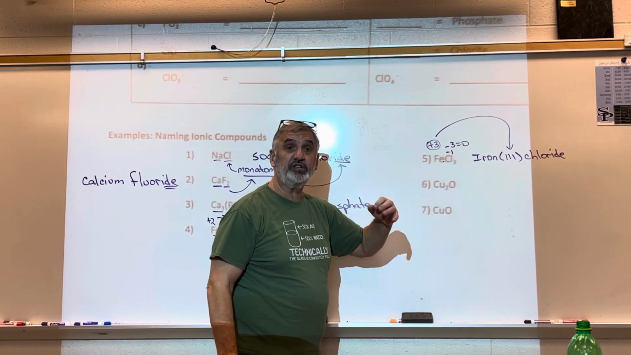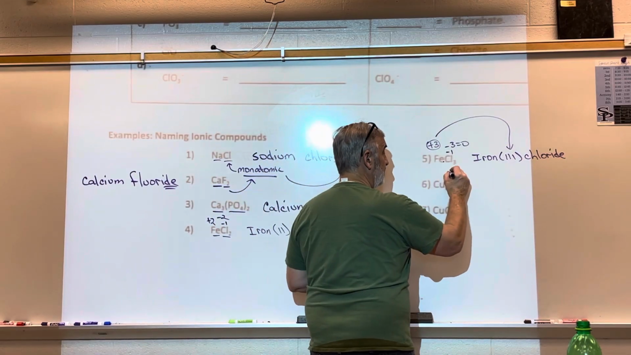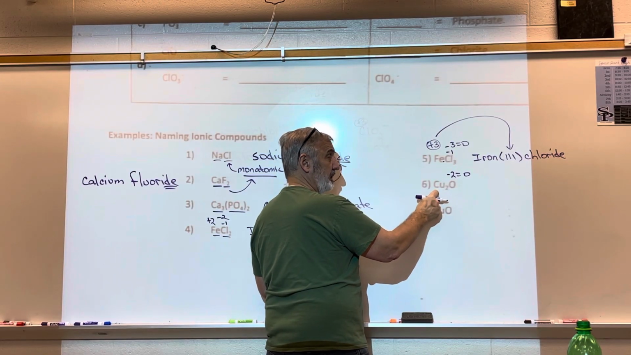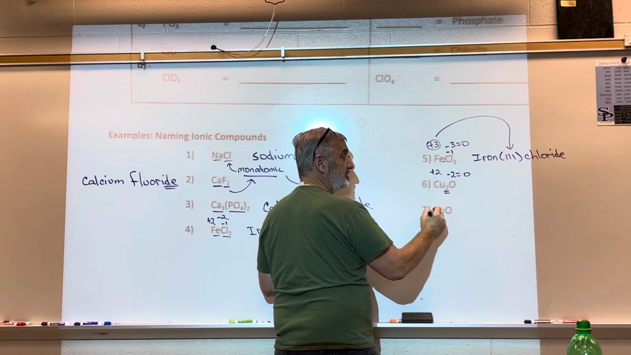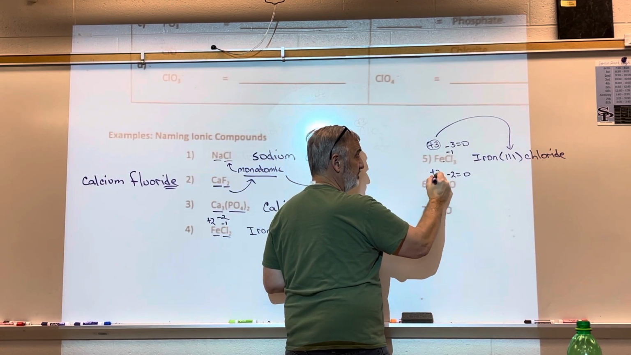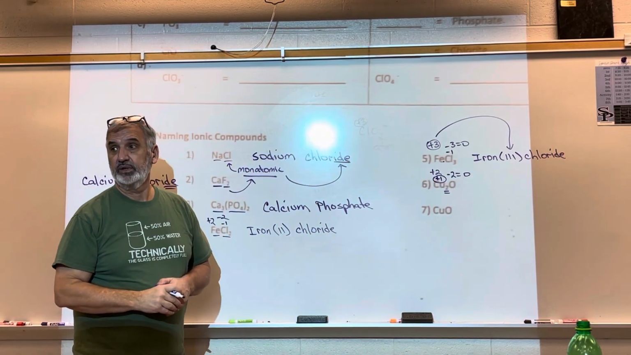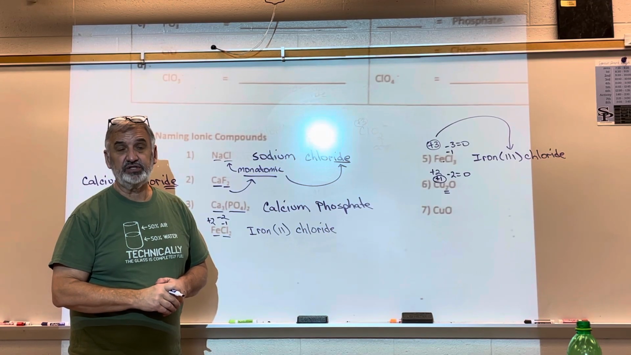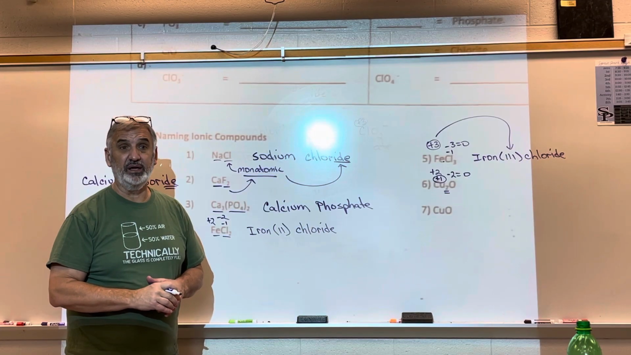So what's the charge on oxide? -2. No, it has to equal 0. So what does the total positive charge have to be? +2. But how many coppers do I have? 2. So what's the charge on each copper? +1. Are y'all following that? So what's the name going to be? Copper 1 oxide.